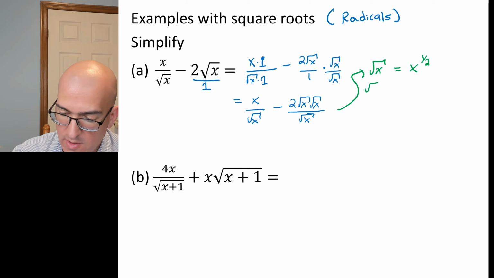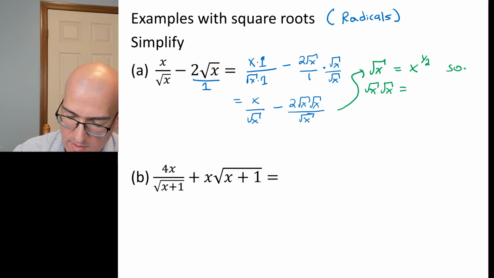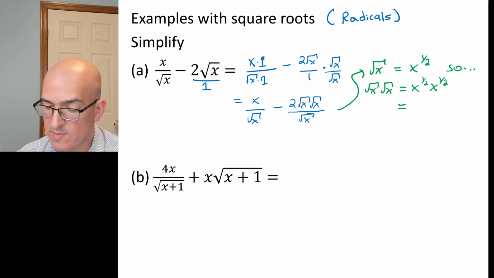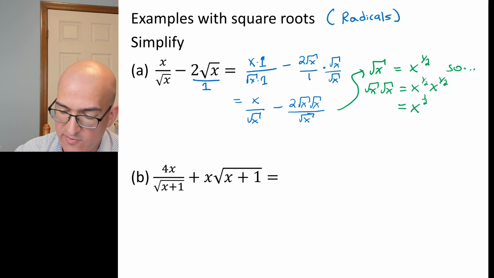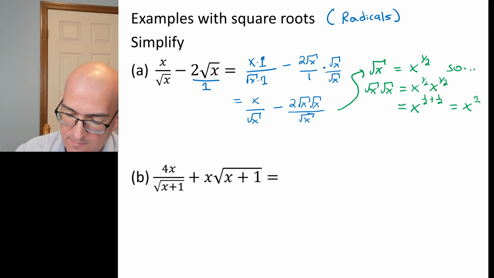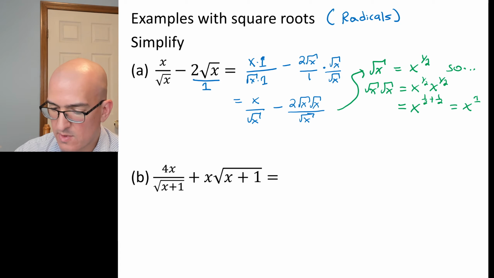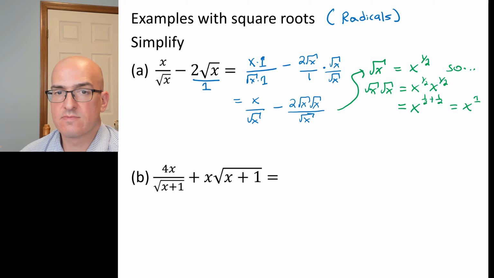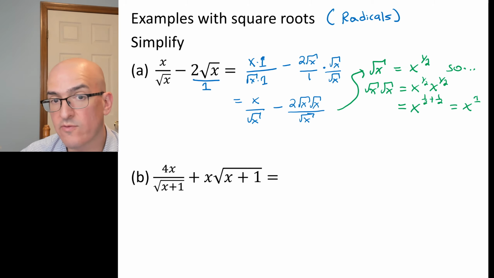So square root of x times the square root of x equals x to the 1/2 times x to the 1/2. And we already learned that the laws of exponents require that if we have x to a power times x to a power, we add the powers. So x to the 1/2 plus 1/2, we get x to the power of 1. So we can say that root x times root x is just x, which is going to work for x larger than 0.